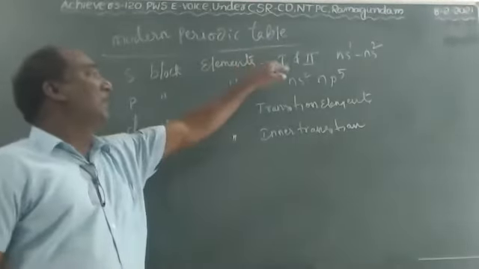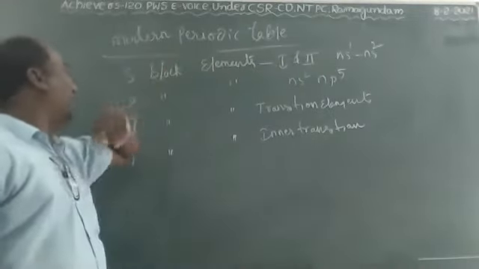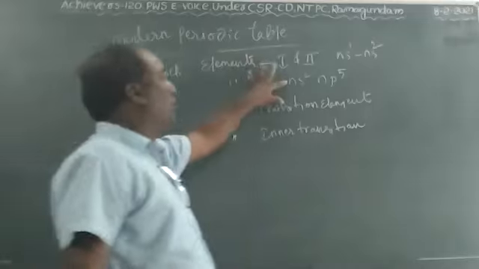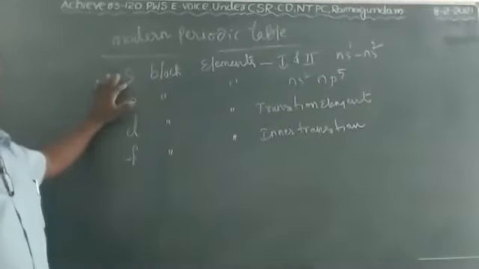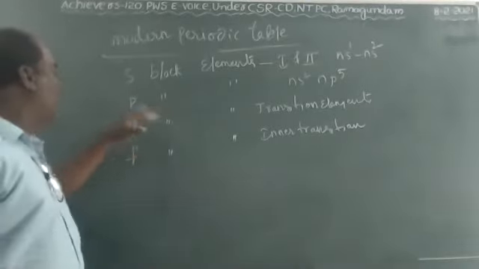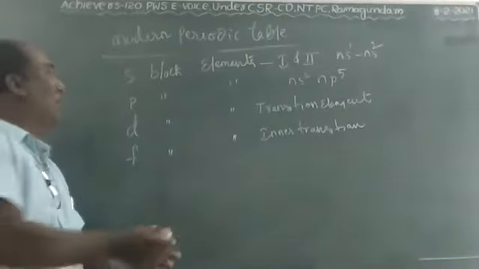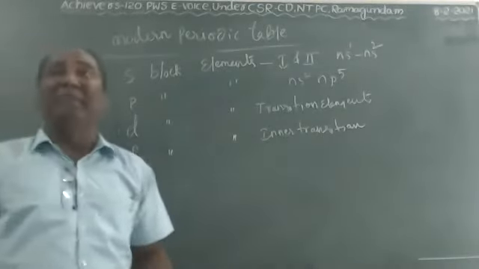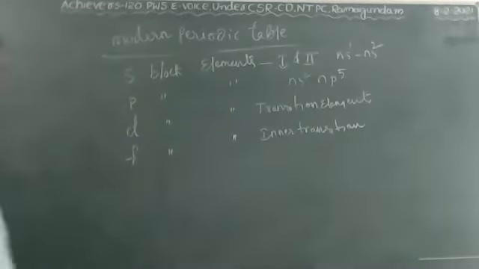Electron configuration ns1 to ns2 is called S block elements, the first and second groups. Electron configuration ns2 to np5 elements are called P block elements, or otherwise representative elements. The transition elements are called D block elements, and the inner transition elements are called F block elements. So these are the modern periodic table and its postulates.